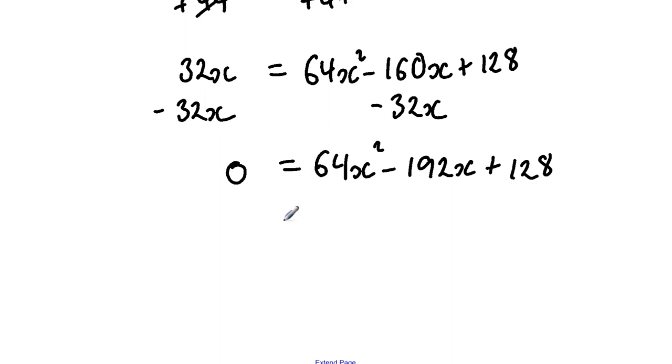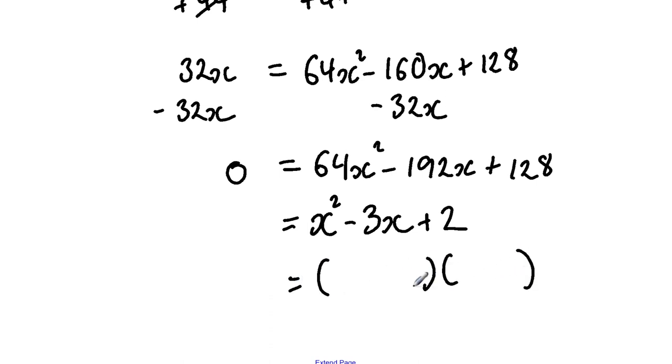I'm then going to divide each of the terms by 64. So 64 divided by 64 is 1x squared. Minus 192x divided by 64 is minus 3x, and 128 divided by 64 is positive 2. I'm then going to factorize x squared minus 3x plus 2. So what we should have, to put this in brackets, is x minus 2 and x minus 1. Therefore, the values of x are 2 or 1. That's the final answer.